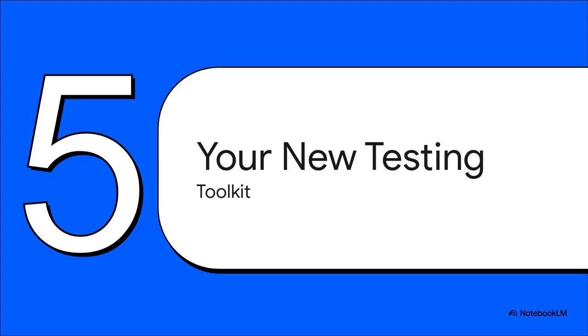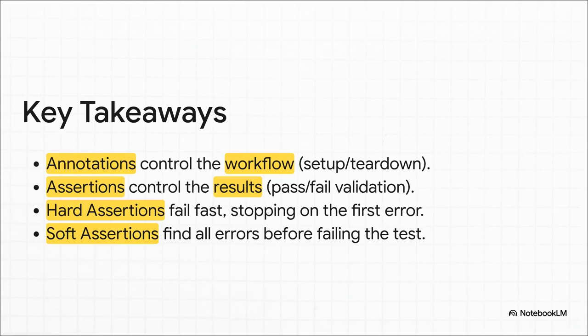All right, let's do a quick recap. We've just added some seriously powerful tools to your testing toolkit that are going to help you write cleaner, smarter, and way more reliable automated tests. It really just boils down to this simple idea. You use annotations to organize the flow, the whole setup and teardown structure of your tests. And then you use assertions to validate the results, to actually confirm that your application is doing what you expect it to do.